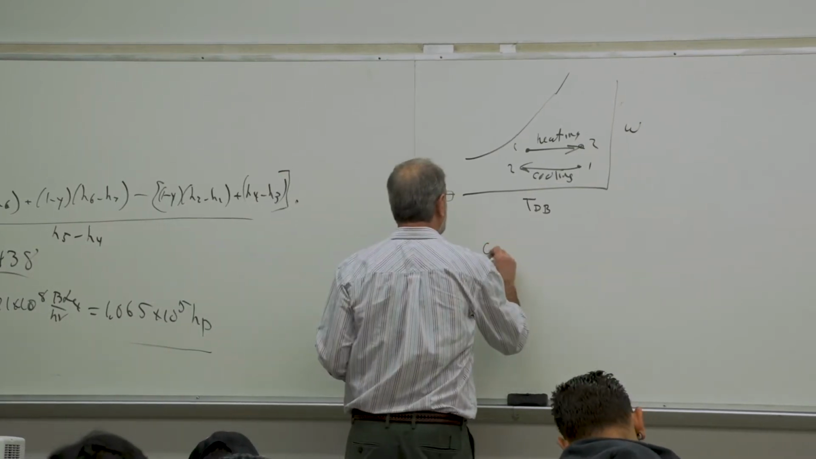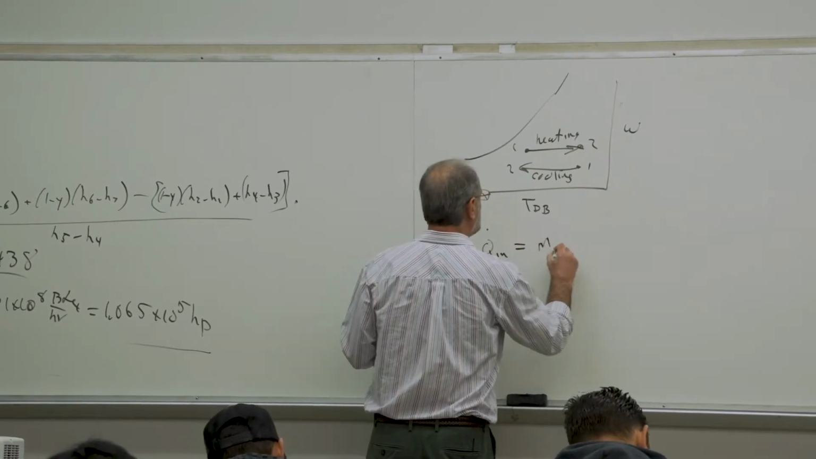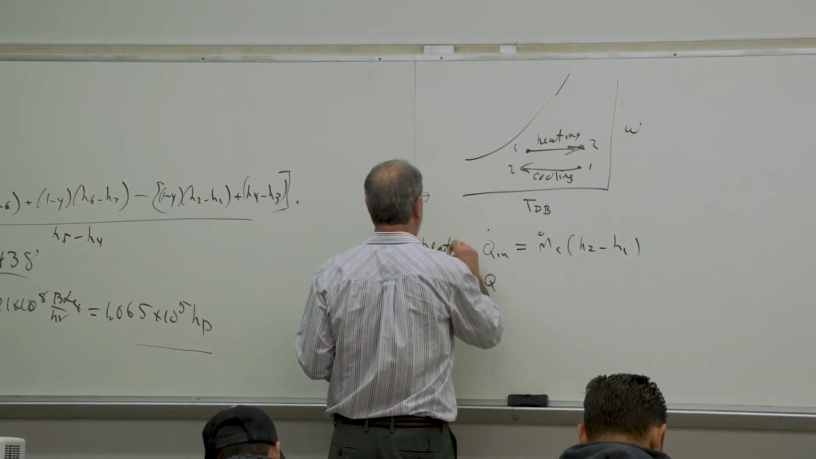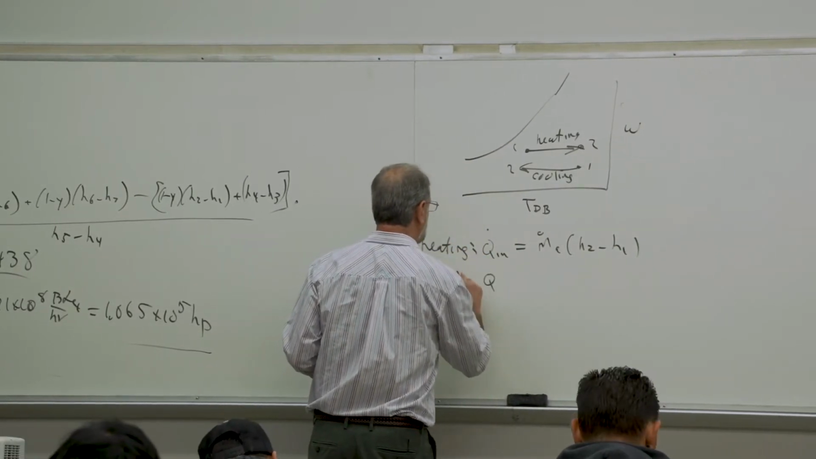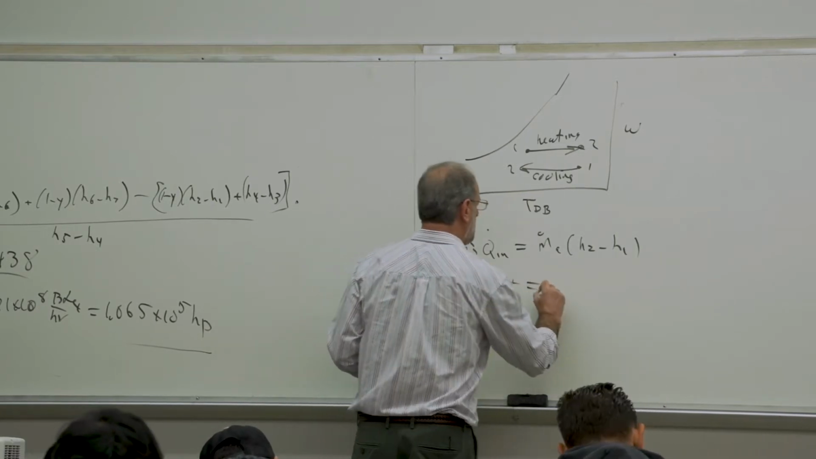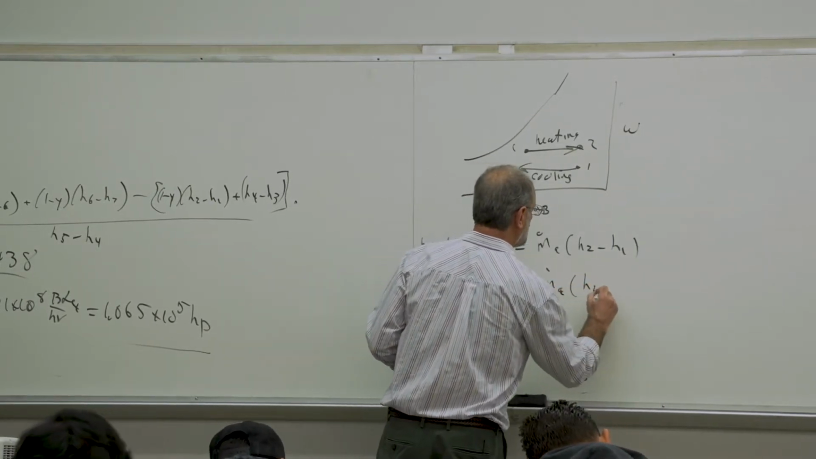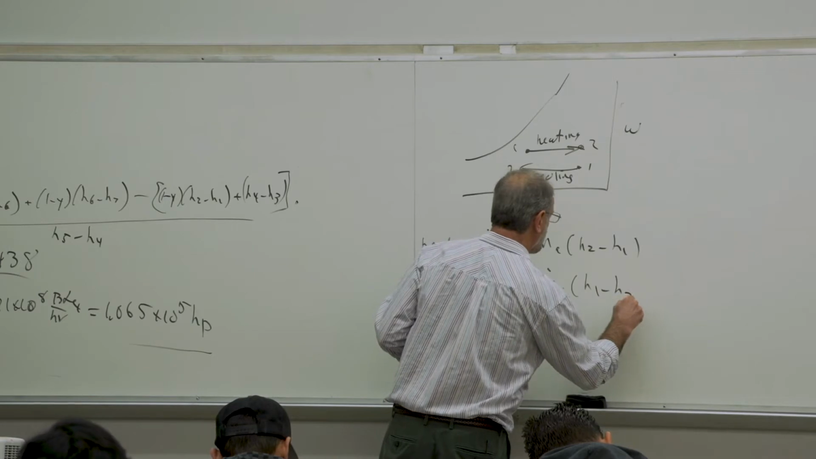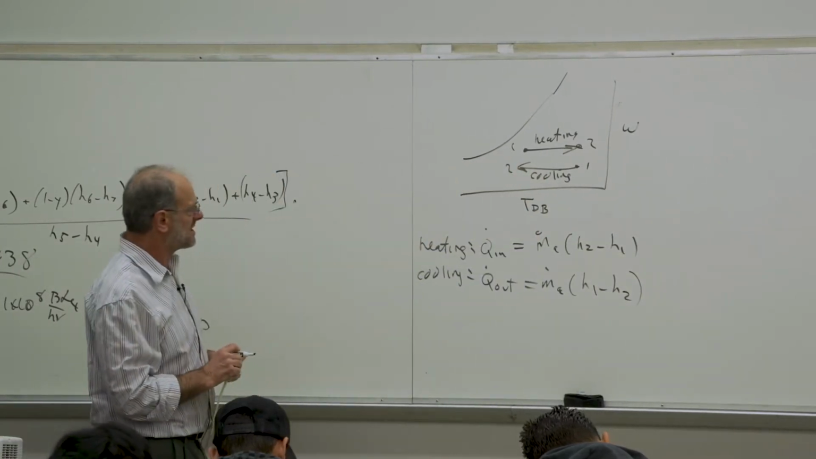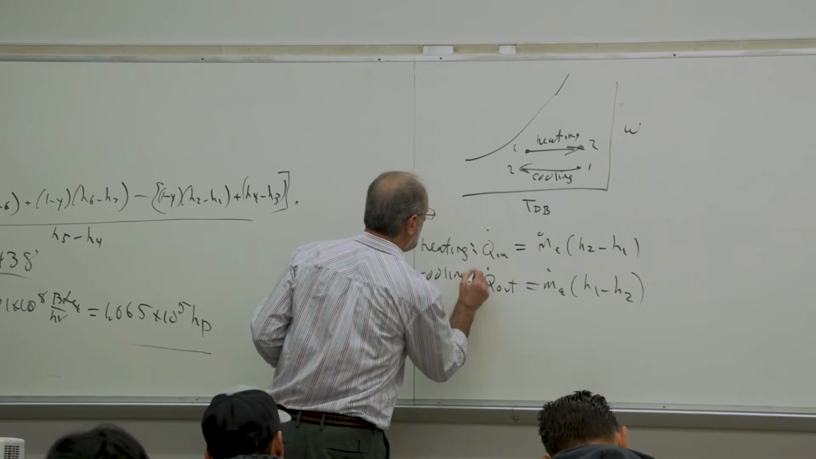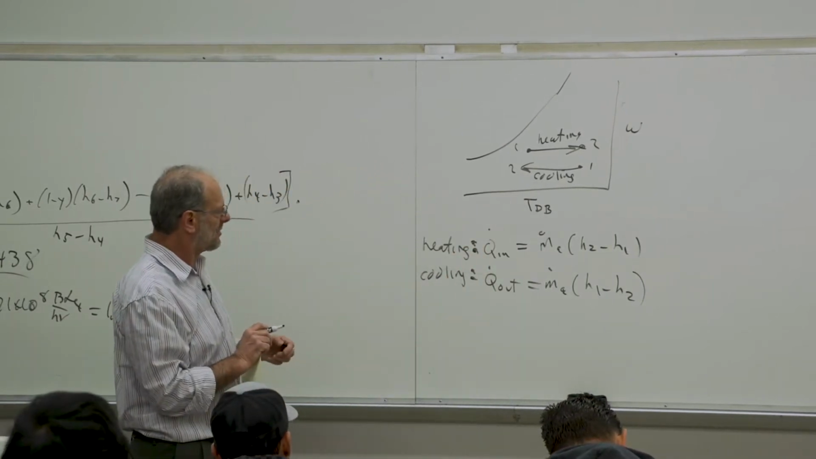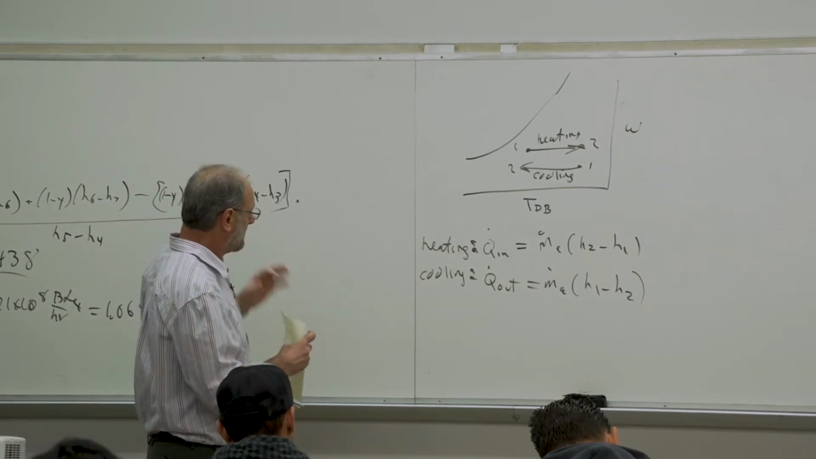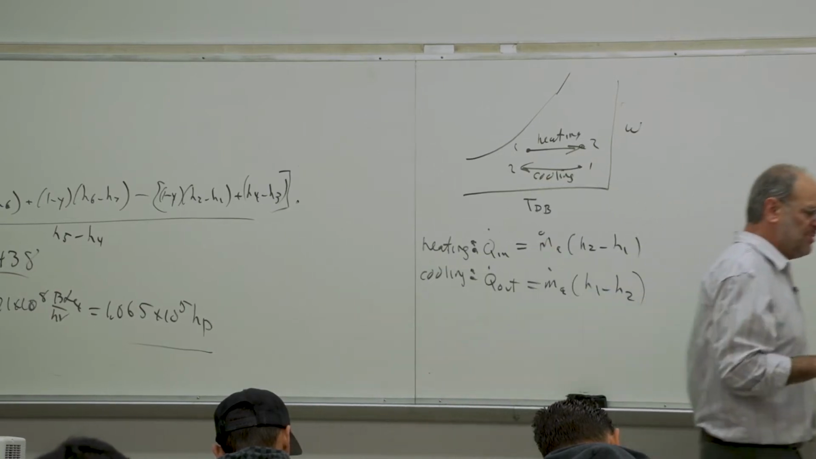And the first law equations: if we have a heating process, it's just the air mass flow rate times h2 minus h1. And if we have a cooling process, the rate that heat is removed is just the air mass flow rate times h2 minus h1, I'm sorry, h1 minus h2. Okay, so this is going to give you the rates of heat output or heat input for a heating or a cooling process. So this is what we really finished talking about last time.